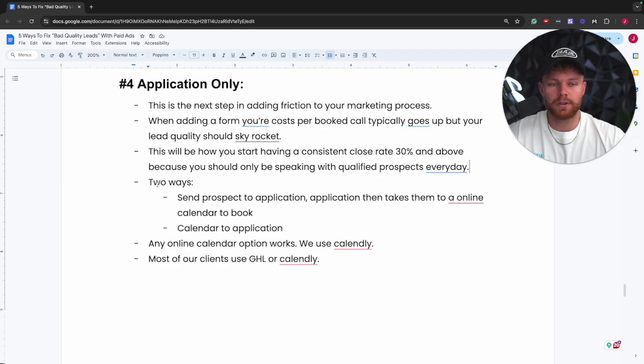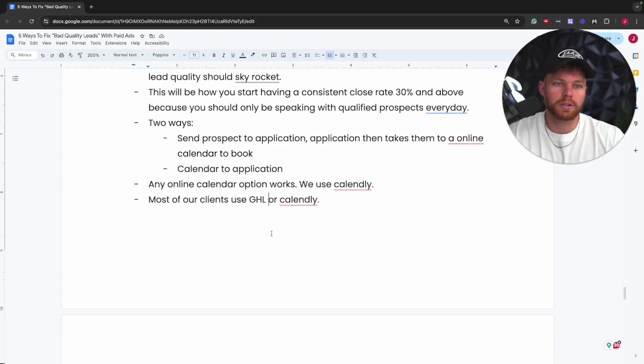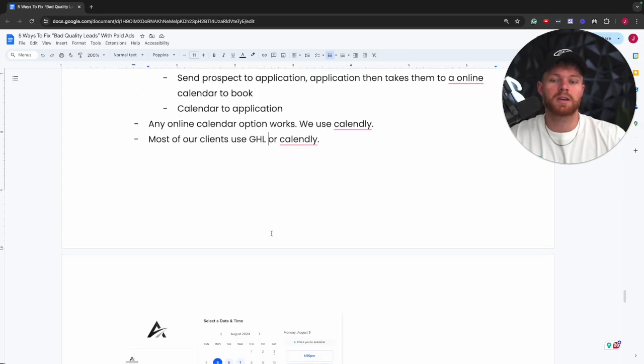Two ways to do this are, 1, send prospects to an application, and then the application takes them to an online calendar to book. You could use things like Jotform where there's an application and then after that it sends them to a calendar. I personally like just calendar to application. I think this is better. Any online calendar options work. We use Calendly, and I'm going to show you how this works in a second, but most of our clients use Go High Level or Calendly. There's a million softwares you can use. The point being is just pick one and stick with it.